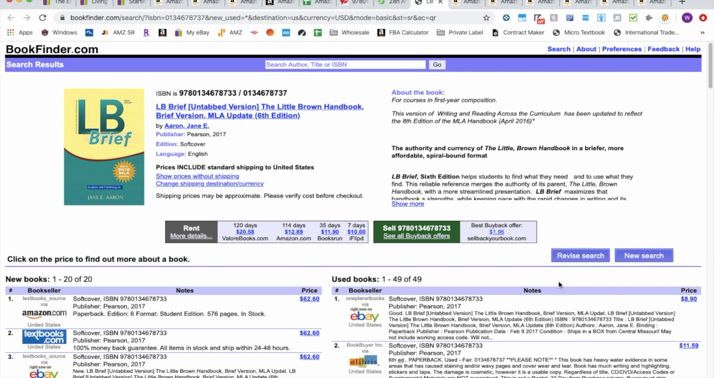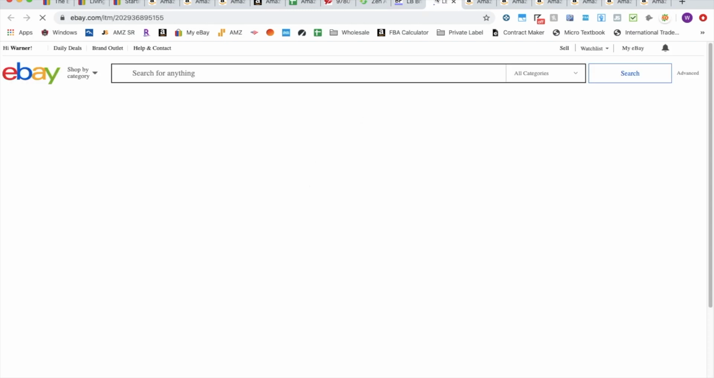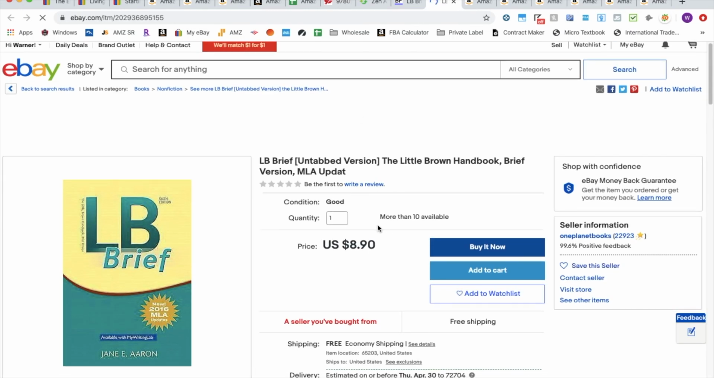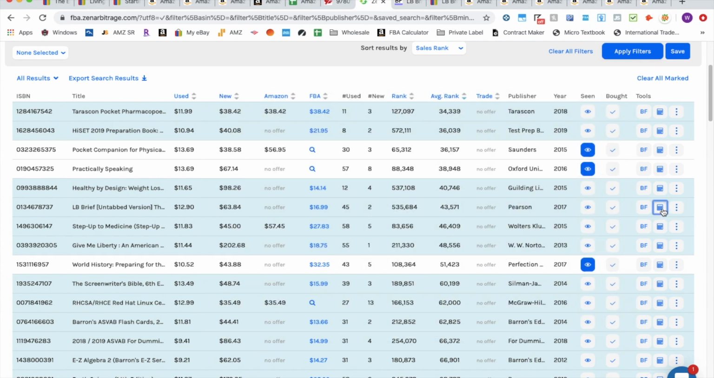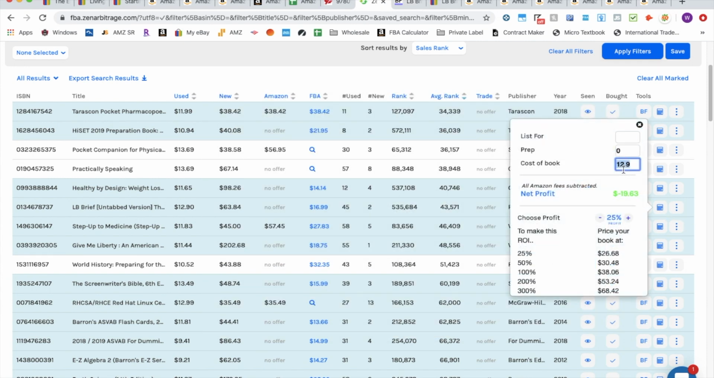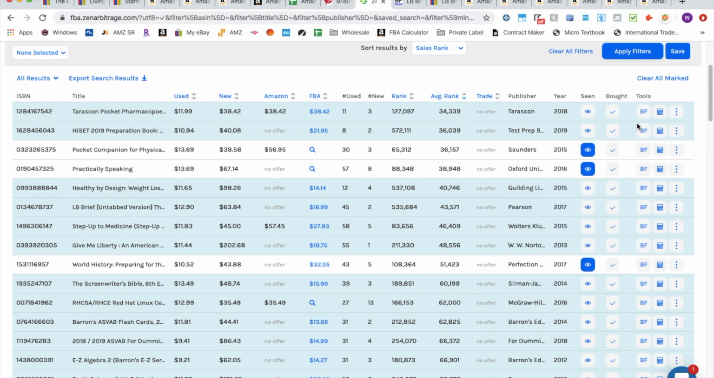See if we can find anything on Bookfinder for it. And eBay has it for $8.90. Go ahead and click on the link here. More than 10 available, like we talked about a second ago. Not super great, but just for fun, let's go ahead and throw it in the calculator. We found it for $8.90, and we can sell it for $30. That's going to be a $9.87 profit.